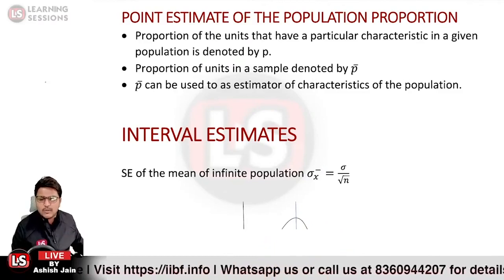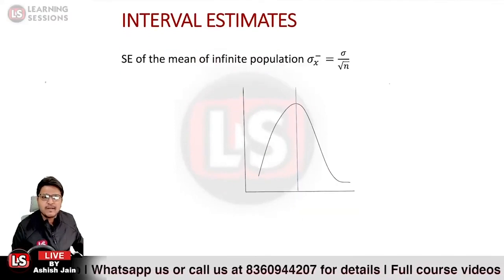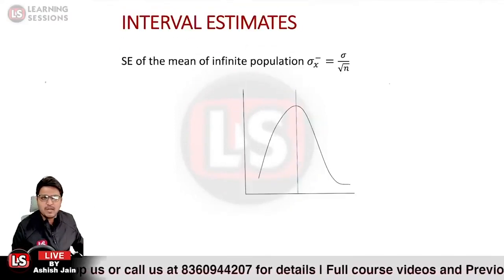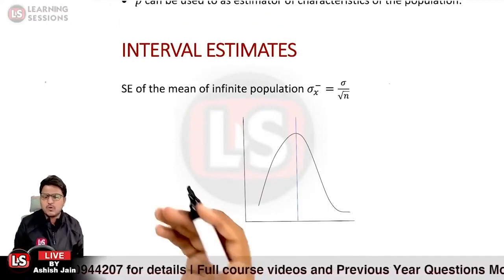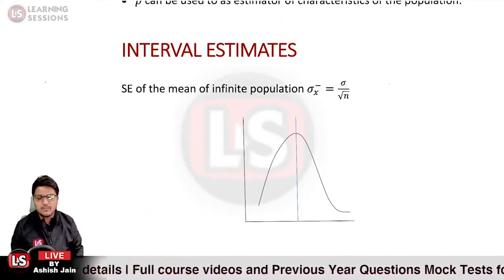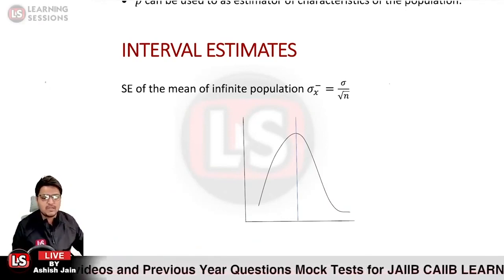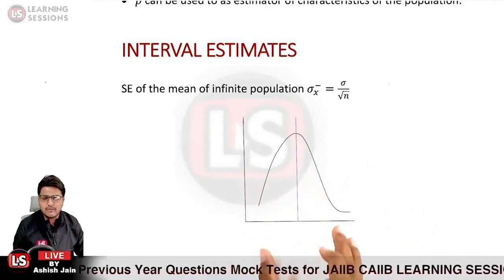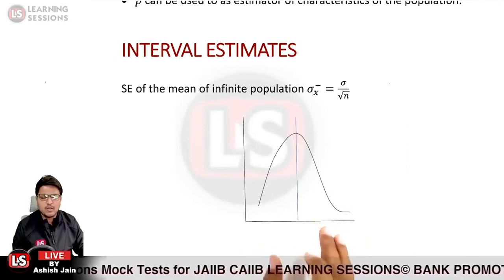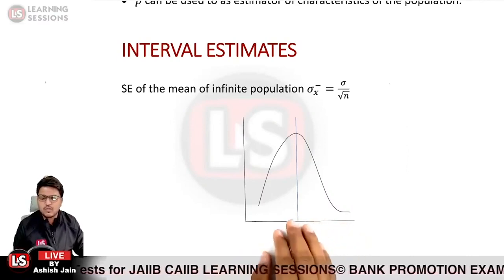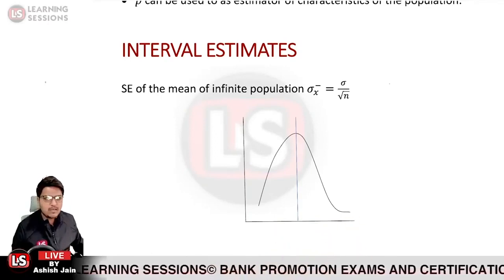Also, I told you that if it is a finite population, it will be multiplied by the finite population multiplier. And further, how we can calculate the interval, that we'll be considering. Over here we have a graphical plot related to the normal distribution. What do you mean by normal distribution? The curve is symmetric about the mean.